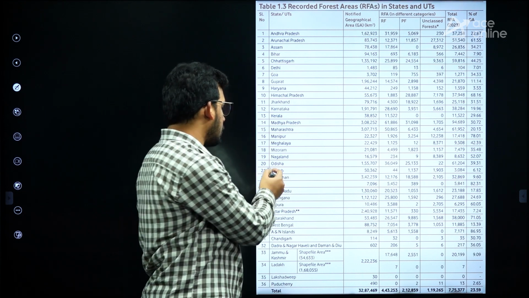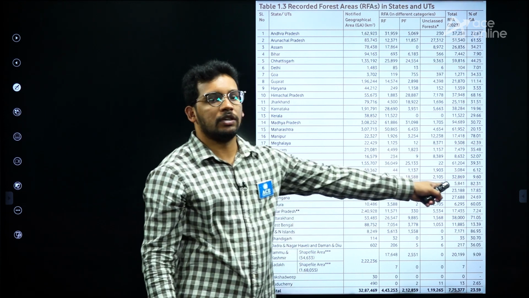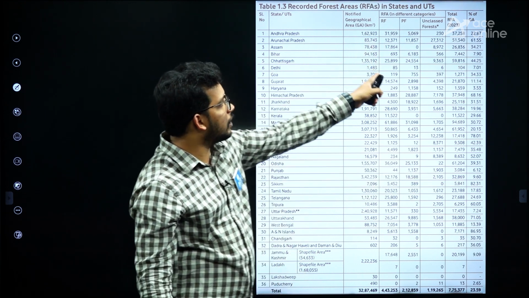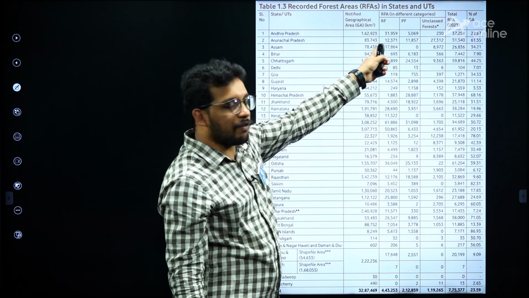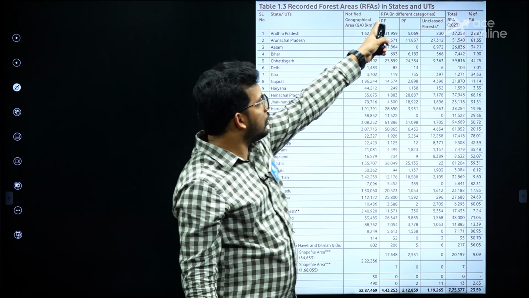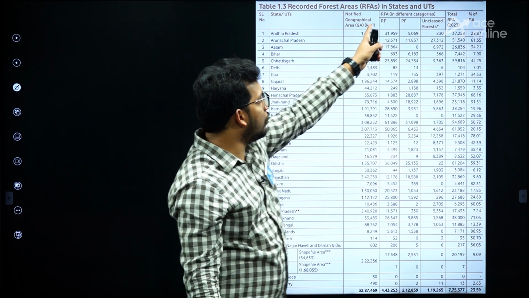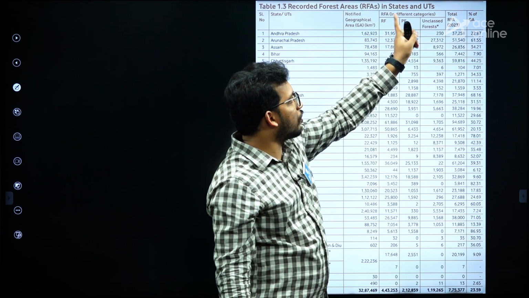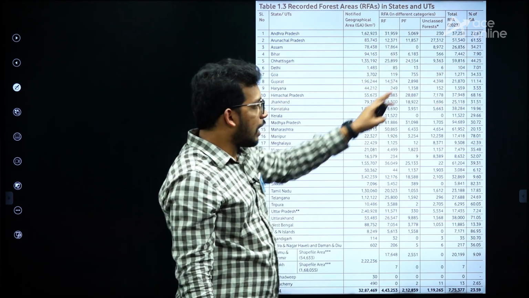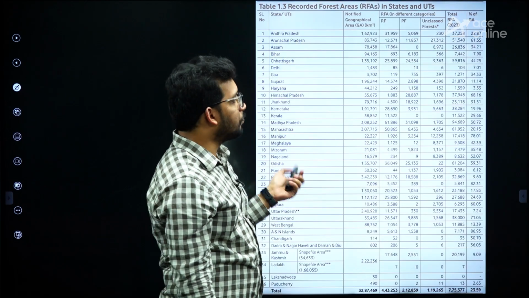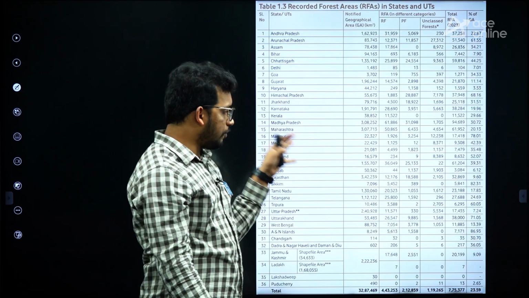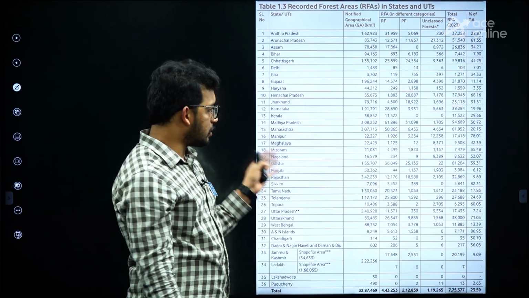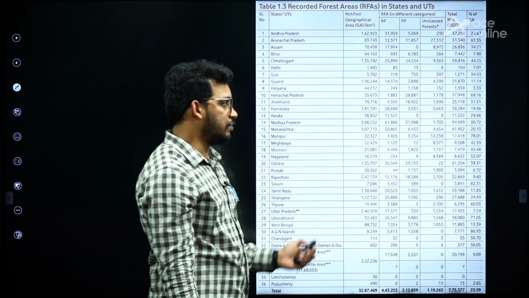If you are, say for example, from Punjab, so know this total recorded forest area, and within RFA, this is the total area, within this is the total recorded forest. We have reserve forest, protected forest, unclassified forest, but I am summarizing here the top 3 and all. But if you are preparing for any of the state PCS, you just make a note of this as well, right?